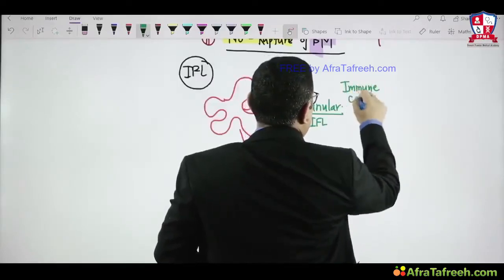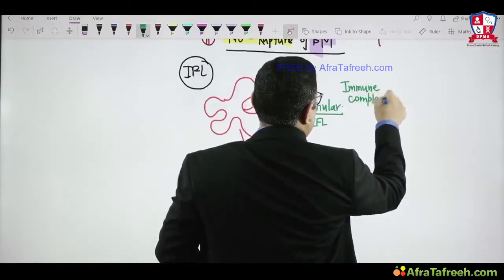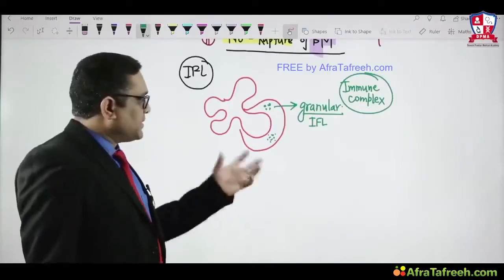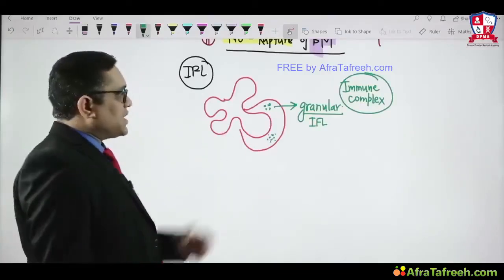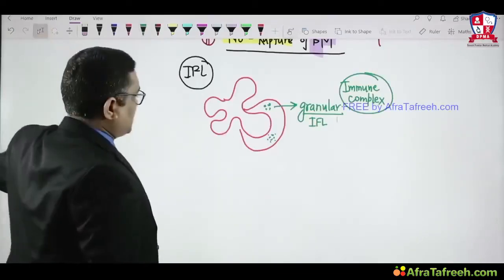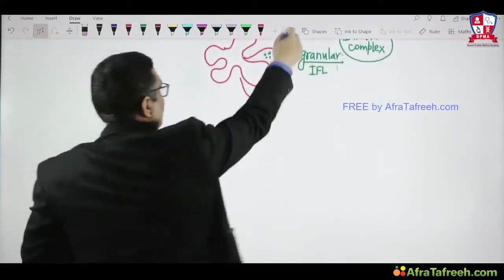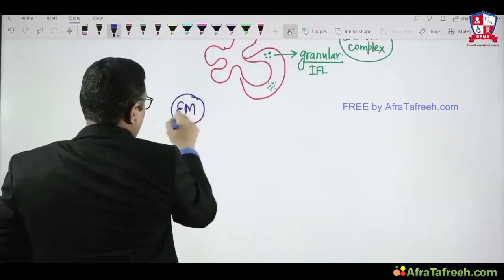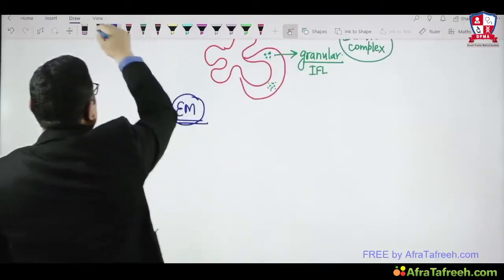Because it is an immune complex mediated disorder, right? So granular immunofluorescence, immune complex mediated disorder is there, and that is why they are having this kind of presentation, right? So that is the immunofluorescence microscopy. Coming to the electron microscopic examination, what are the findings you will see on electron microscopy?